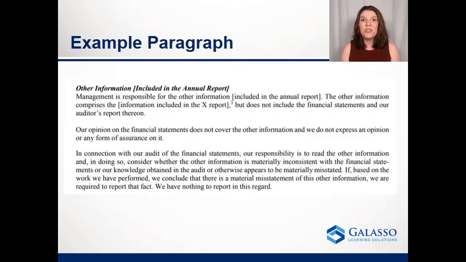And then it goes on to say, what did we do with it? In connection with our audit, our responsibility is to read the other information, and in doing so, consider whether the other information is materially inconsistent with the financial statements or our knowledge obtained in the audit, or otherwise appears to be materially misstated. If, based on the work we performed, we conclude there is a material misstatement of this other information, we are required to report that fact. We have nothing to report in this regard. So in this example, obviously, we're not providing any information.